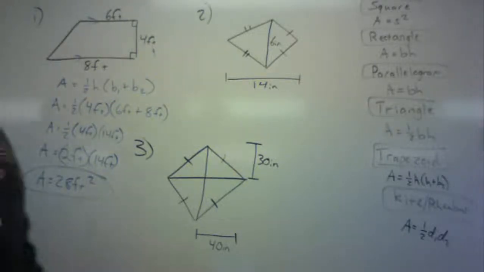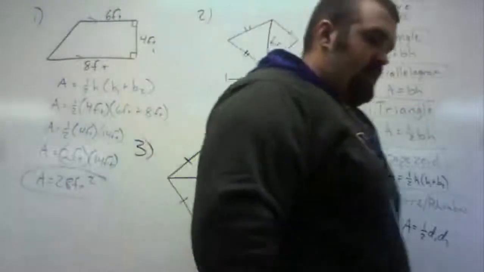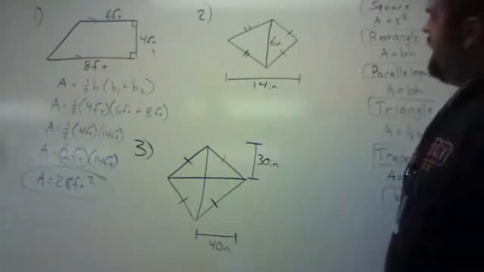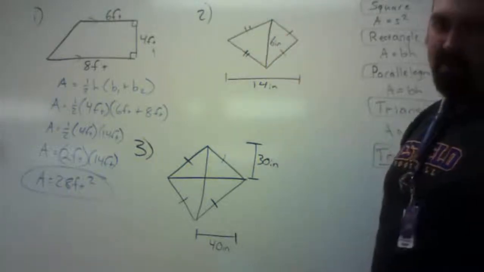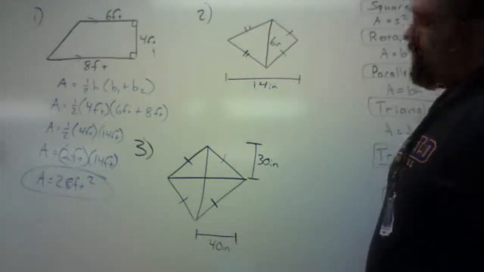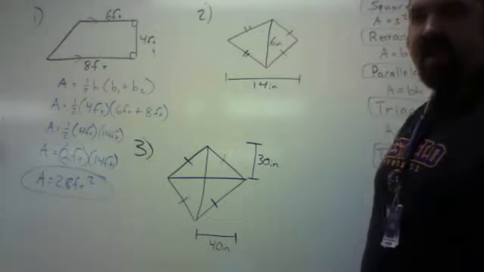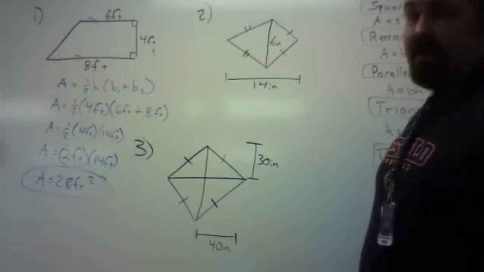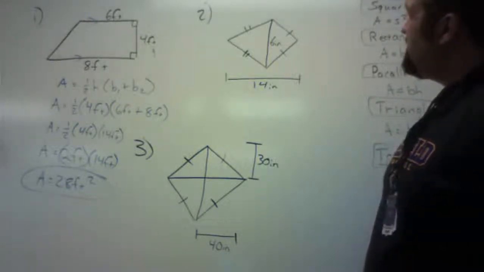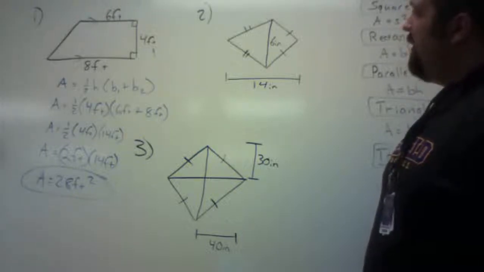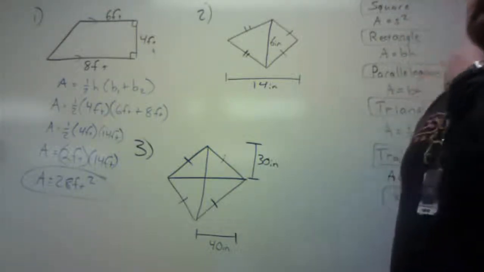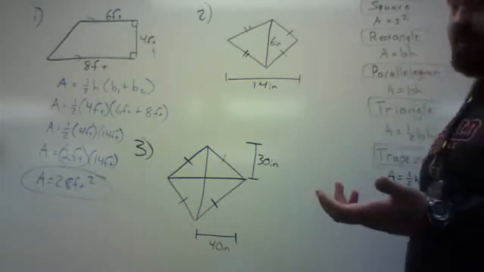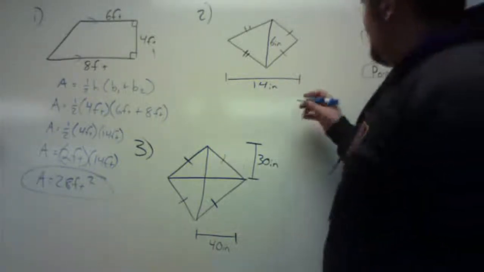Number 2, I'm identifying the shape. Well, based on the markings, not on my drawing ability, I see I have 2 consecutive sides that are congruent. According to the labeling, this is a kite. Now, depending on the situation, it might be a rhombus. However, we're going to assume that it's a kite, but it wouldn't matter either way. It's the same formula.